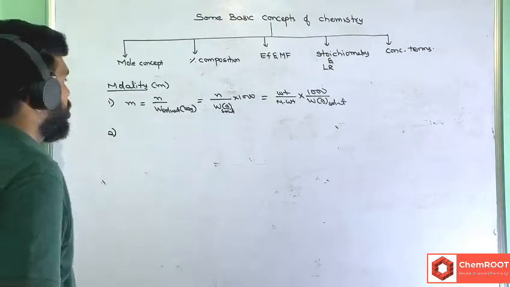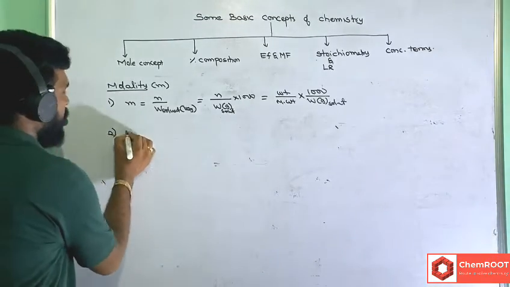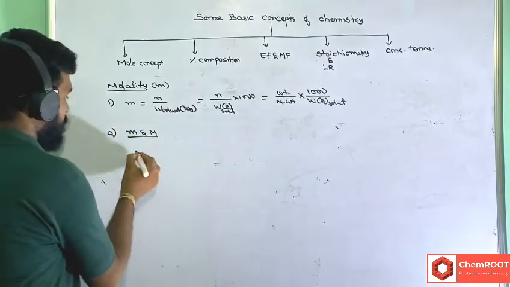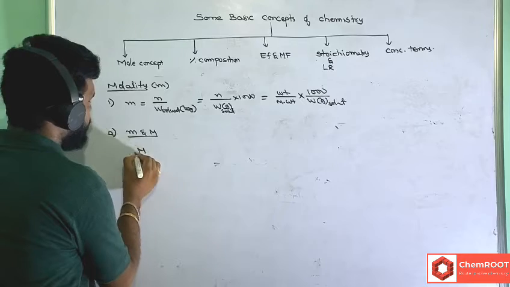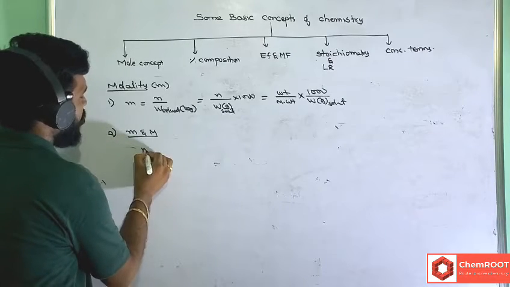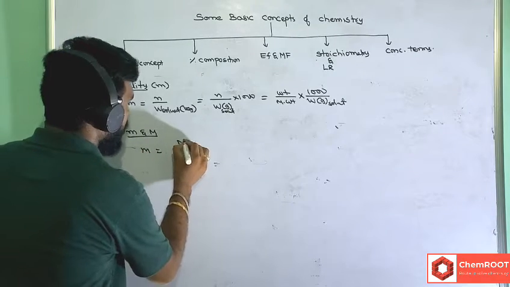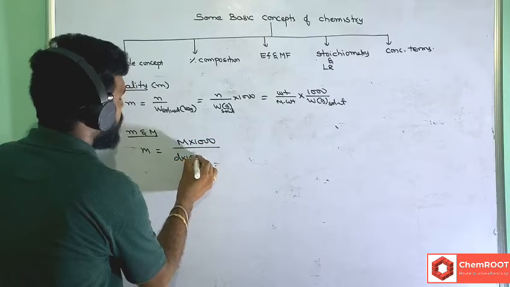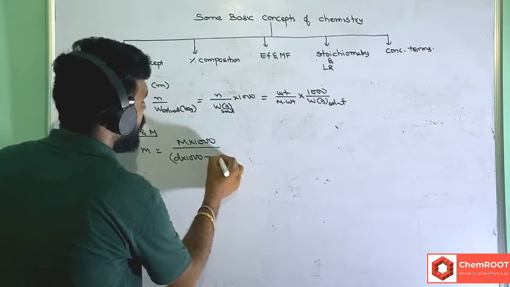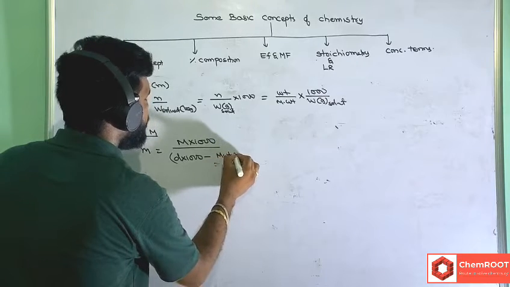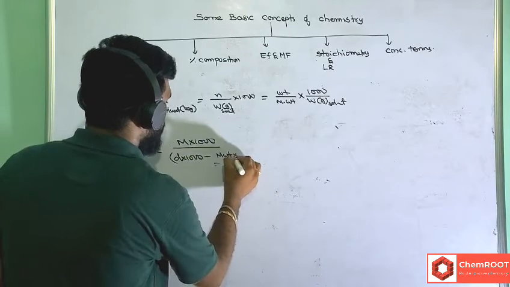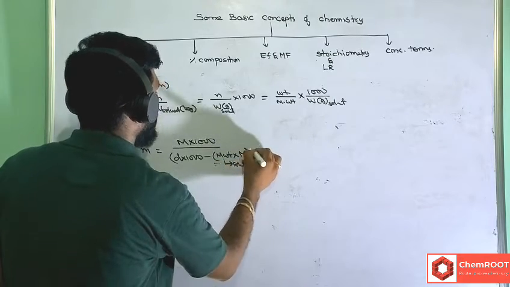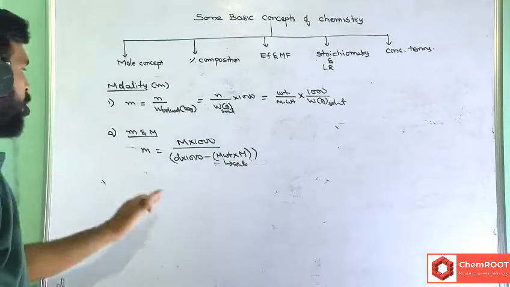This is the first set of formulas. Here, an important molarity relation. They ask the molarity relation: we can find molality using the formula molarity into 1000 by density into 1000 minus molarity into molecular weight of solute. So this is the relation.